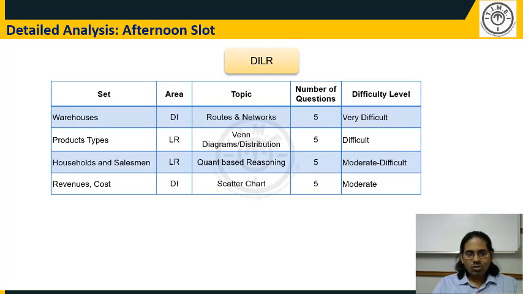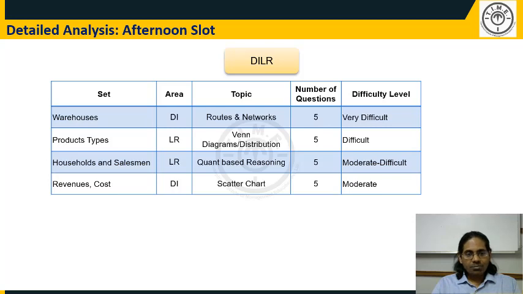The set on households and salesmen is a reasoning set. It's a quant-based reasoning set. This set also had a lot of text to sift through, and while reading the text, it almost feels like a very difficult set to solve, but that was not the case. Once you get down to the actual logic of the set, it's not that difficult. So this set is around a moderate to difficult level.